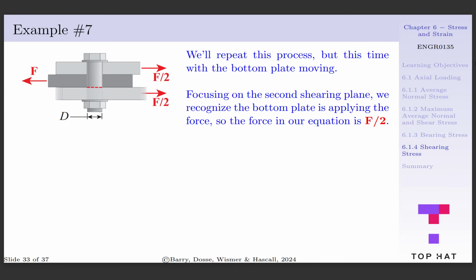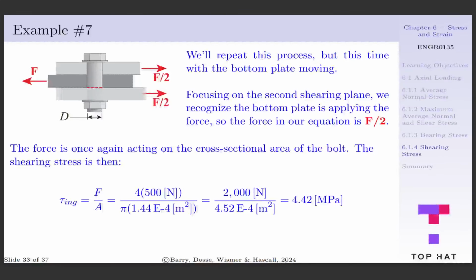Focusing on the second shearing plane, we recognize the bottom plate is applying the force, so the force in our equation is F per 2, and the shearing stress is occurring over the cross-sectional area of the bolt. The shearing stress is then equal to the applied force per the area it's acting on, which is equal to 4 times 500 newtons divided by pi times 1.44 e to the minus 4 meters squared, which is equal to 2,000 newtons divided by 4.52 e to the minus 4 meters squared, which gives us a shearing stress of 4.42 megapascal.